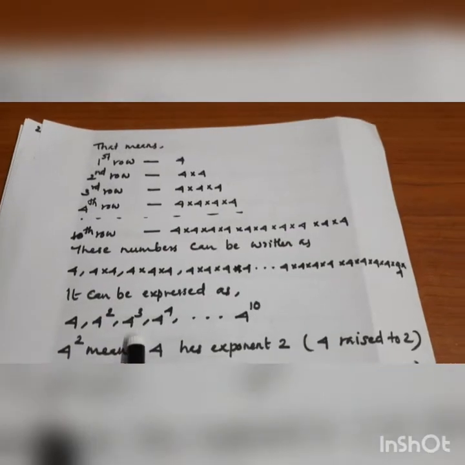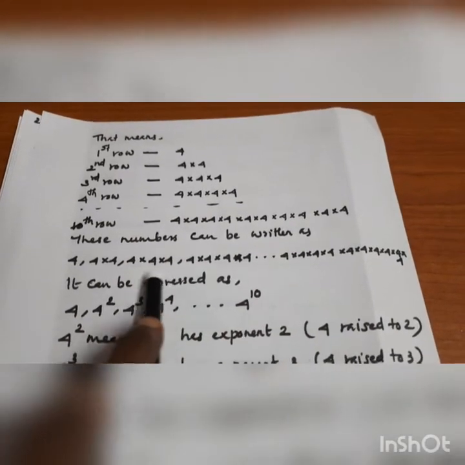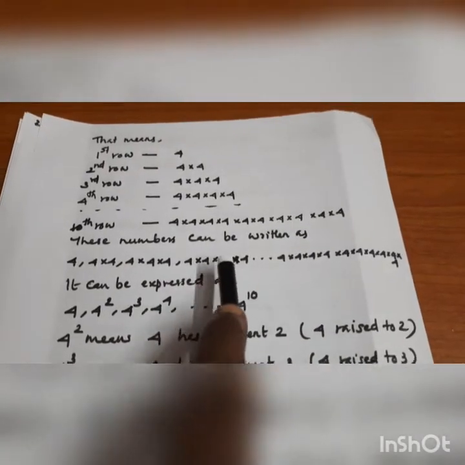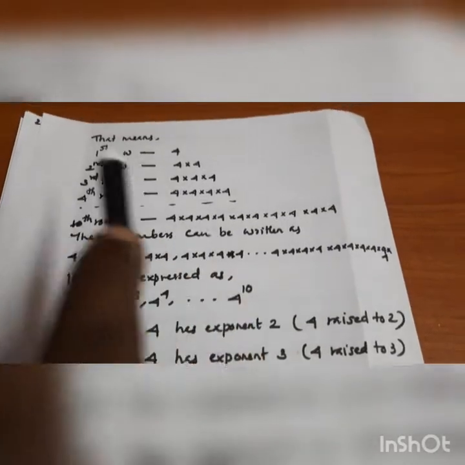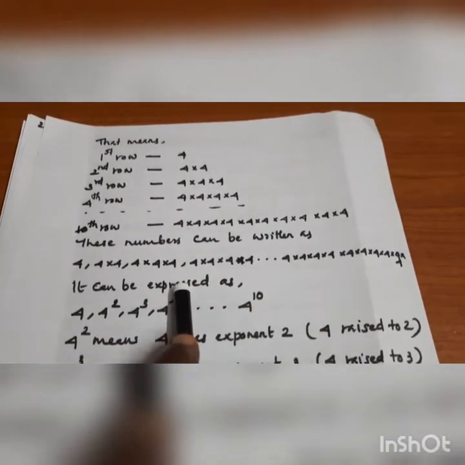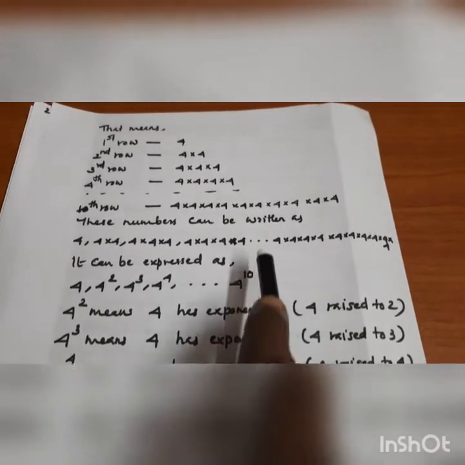Then in the third number, 4 into 4 into 4, that is 4 multiplied 3 times. Therefore, write 4 and on the right top, write 3. The fourth number, 4 into 4 into 4 into 4, that is 4 multiplied 4 times. Therefore, write 4 and on the right top, write 4. Etc. 4 raised to 4 and 10.